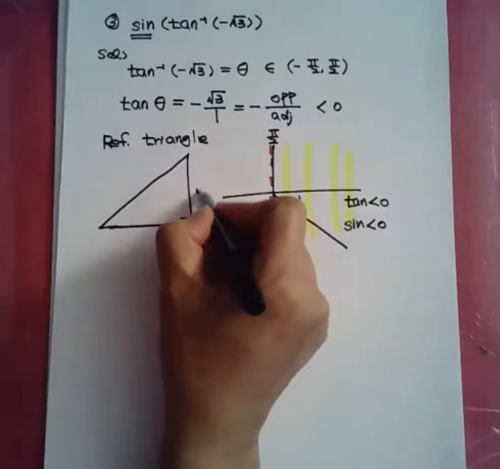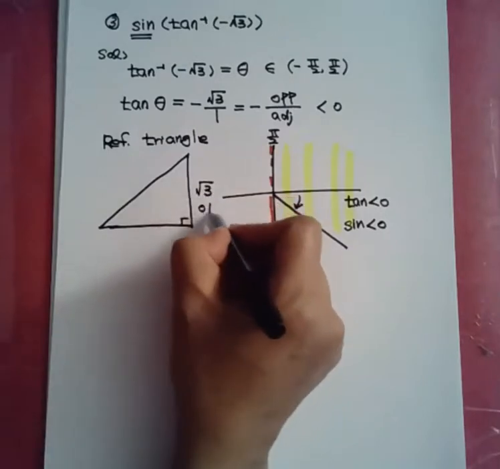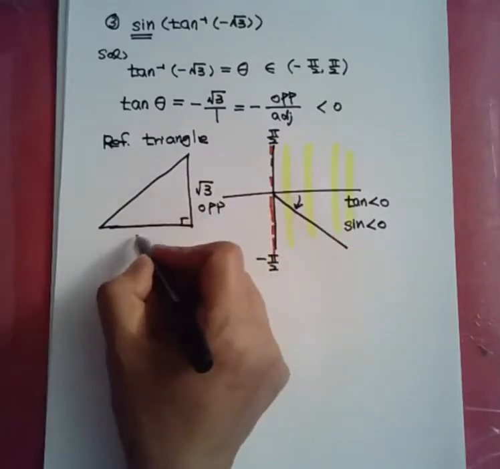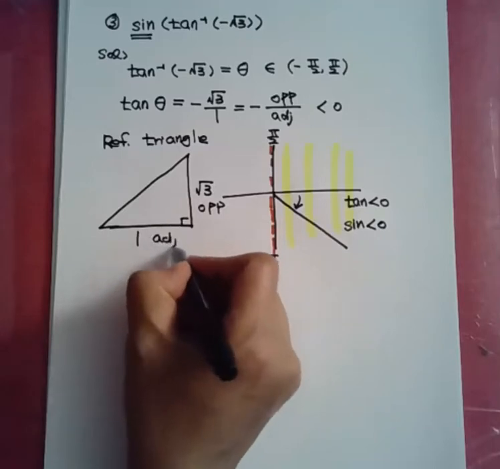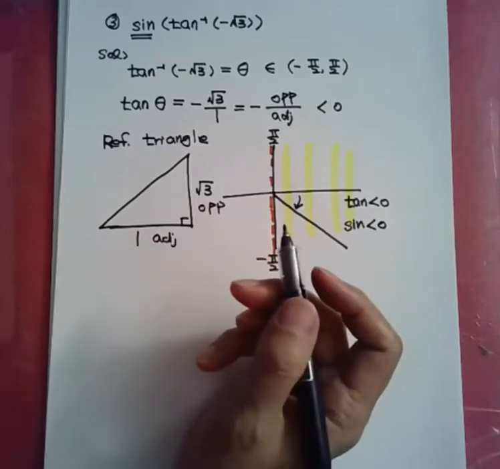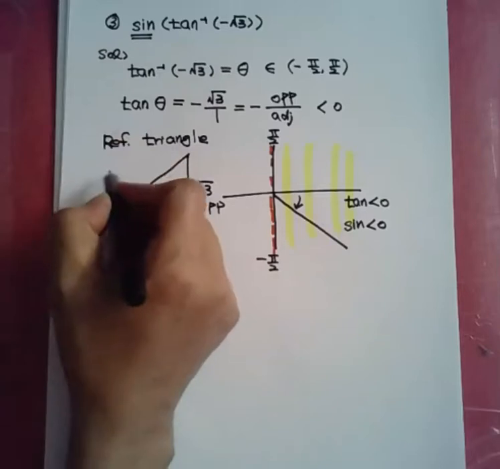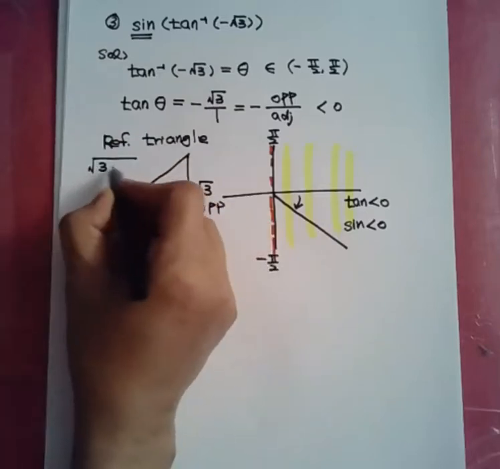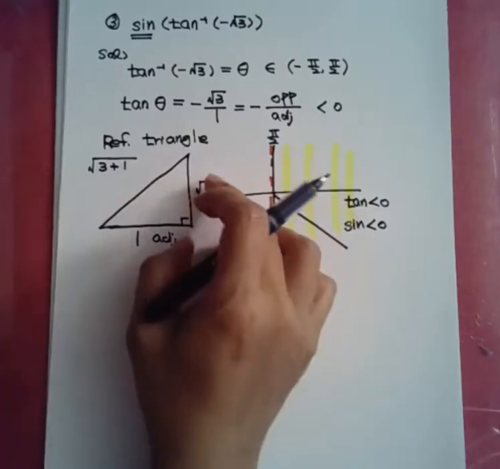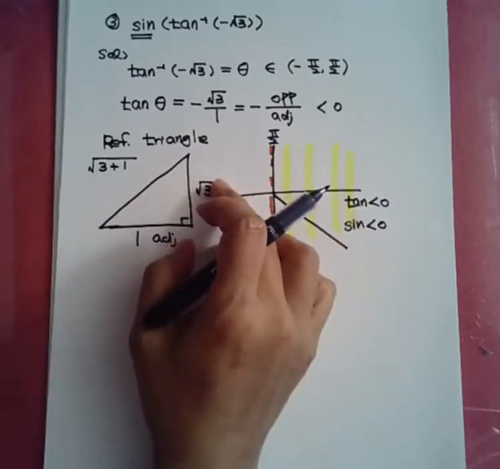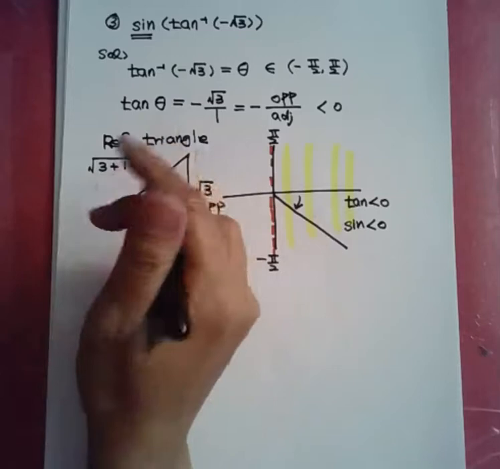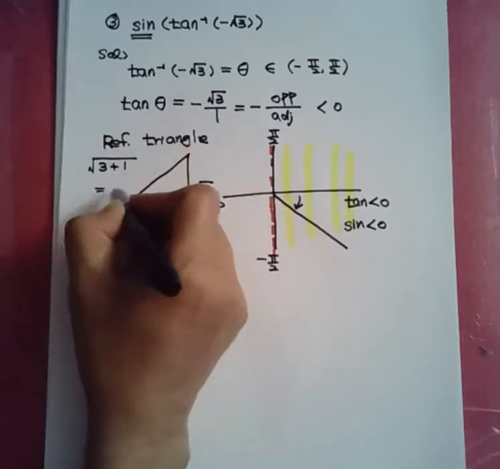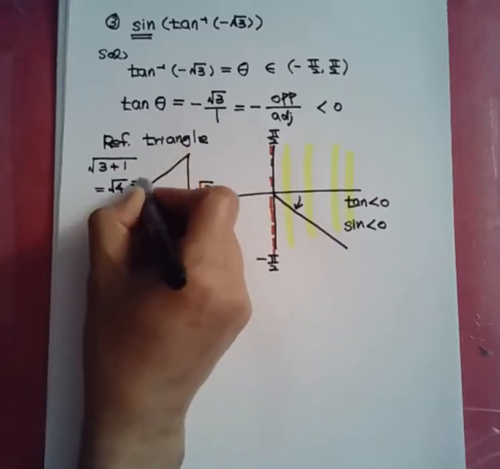Opposite is square root of 3, and adjacent is 1. And then hypotenuse is square root of 3 squared plus 1 squared. Square root of 3 squared is 3, so 3 plus 1, square root of 4, which is 2.